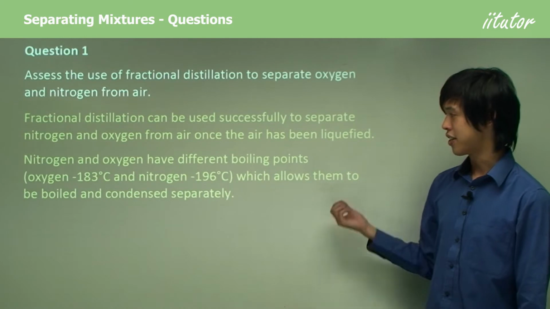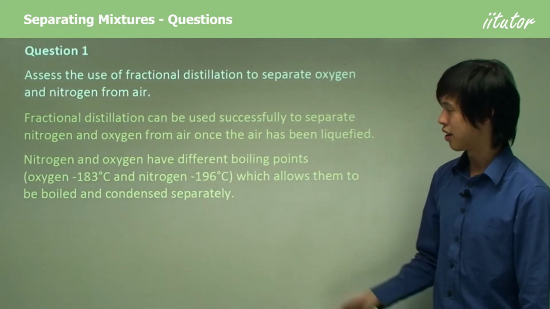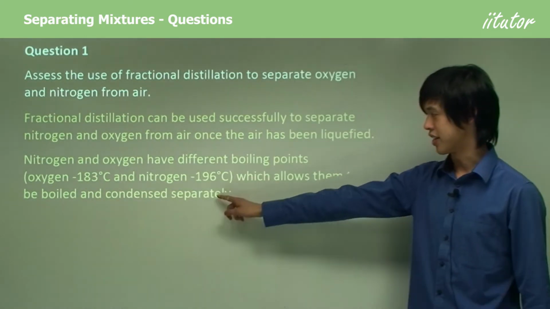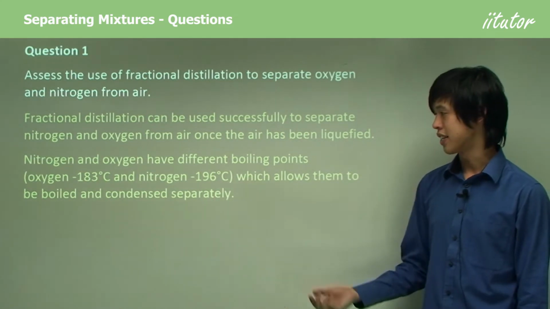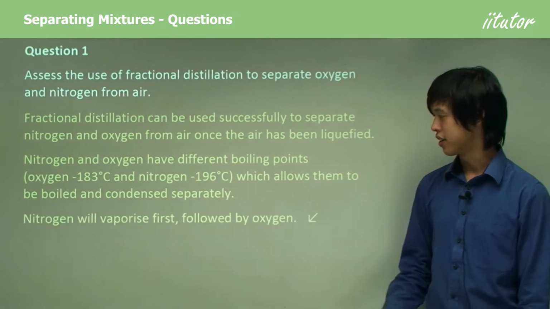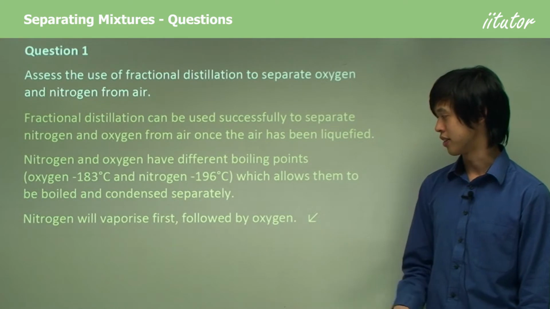been liquefied. Nitrogen and oxygen have different boiling points. So oxygen has -183, whereas nitrogen is -196, which allows them to be boiled and condensed separately. So nitrogen will vaporize first, followed by oxygen.